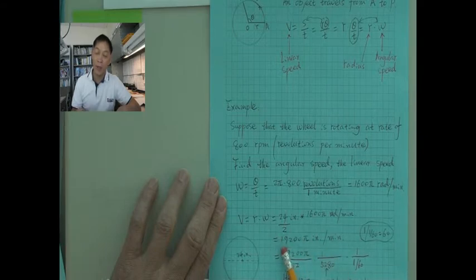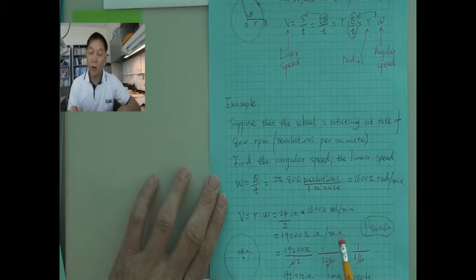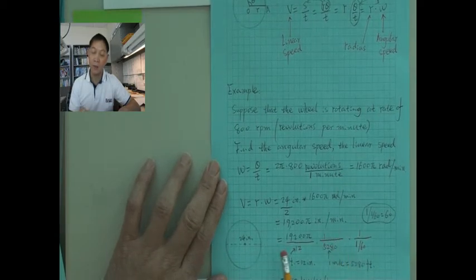So what you get is 19,200 times pi inches per minute. This number is pretty big. Normally we like to know how many miles per hour. So let's do the following operation.